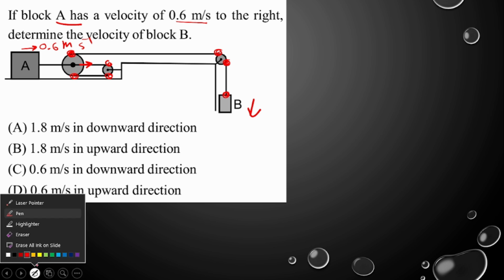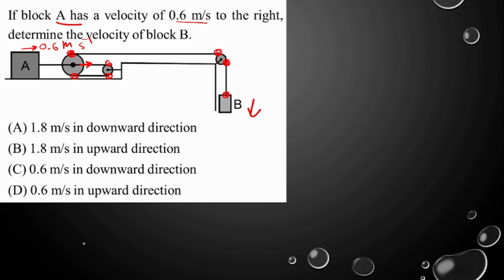Okay, so whatever the acceleration of A will be, that will be the acceleration of this bigger pulley, so that will be the acceleration of this point, so that will be the not acceleration but velocity, so that will be the velocity of this point.